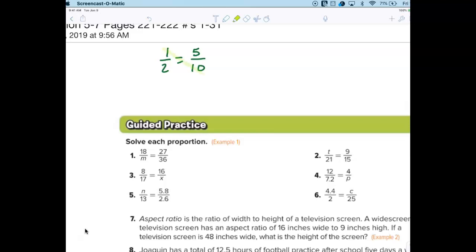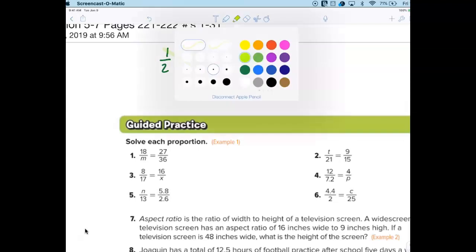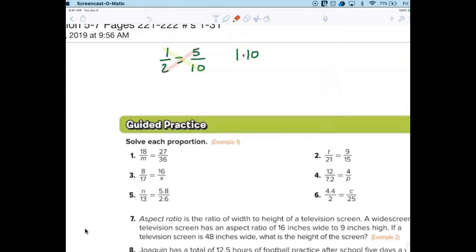Because when you cross multiply, take a look now. I would multiply 1 times 10 together. And then I would multiply what? 2 times 5 together. And what did they notice? They're both equal to 10. Or they're both just what? They're equal. So when you cross multiply, you create 2 things that are equal. That's what they know is true. That's why it actually works.